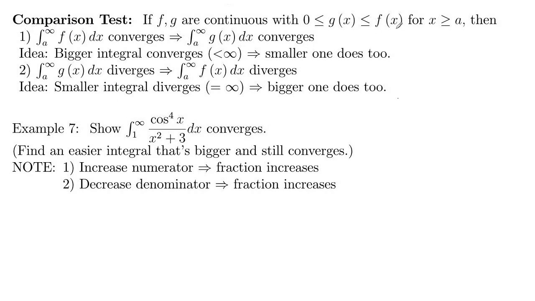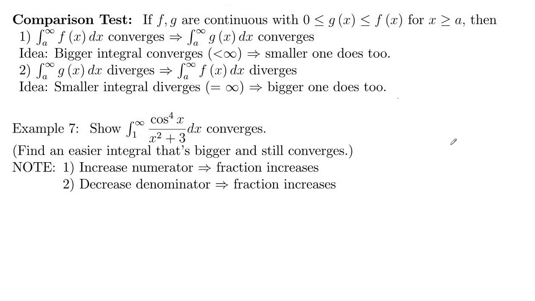So this compares two functions. f is the larger function, g is the smaller function. They're both non-negative. But if the bigger function, the integral from a to infinity of f of x, converges, then the integral of the smaller function converges too. So if that bigger integral is less than infinity, then the smaller one is too. On the other hand, if the integral of g of x, the smaller function, from a to infinity diverges, so that has an infinite answer, then the integral of the bigger function f here also has to diverge.